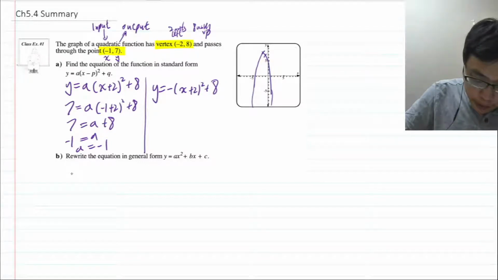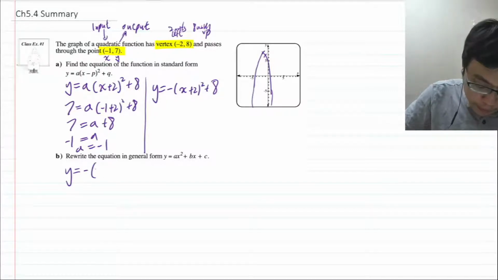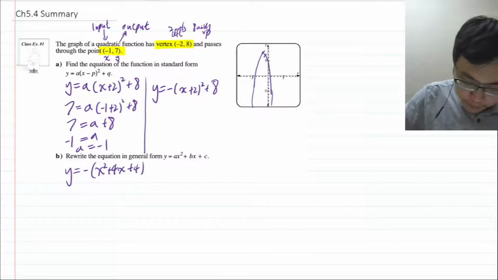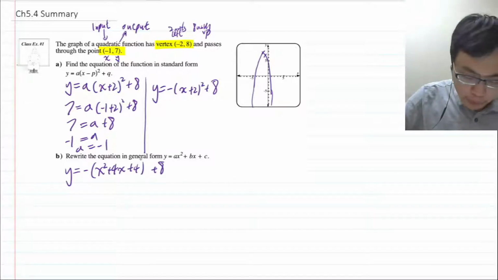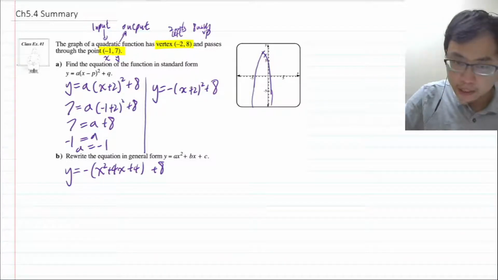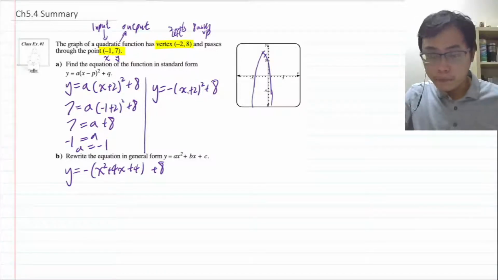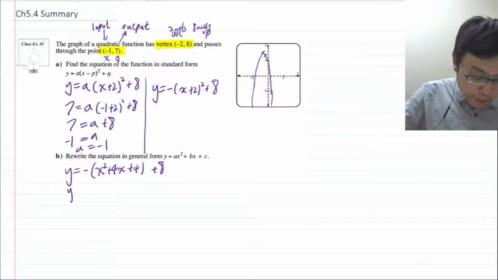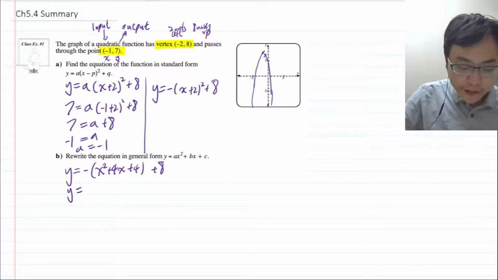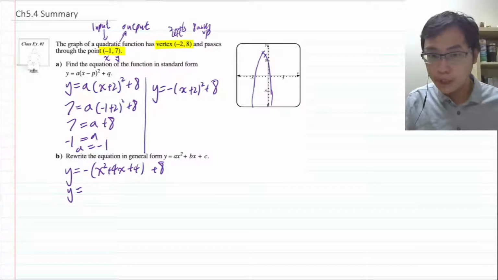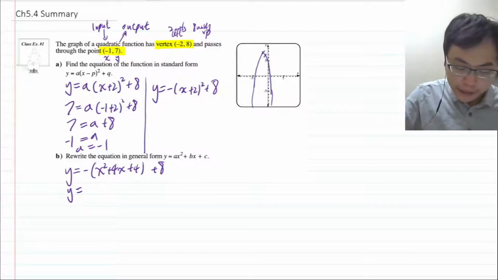So how do we do that? Let's go ahead and expand the square. We have y equals negative, and once you expand the square, this is going to be (x squared plus 4x plus 4) plus 8. Now, the reason why I put a bracket is because the negative applies to everything inside the square. And so a lot of students would accidentally write negative x squared, and then the other terms become plus. They forget that the negative applies to everything inside it.